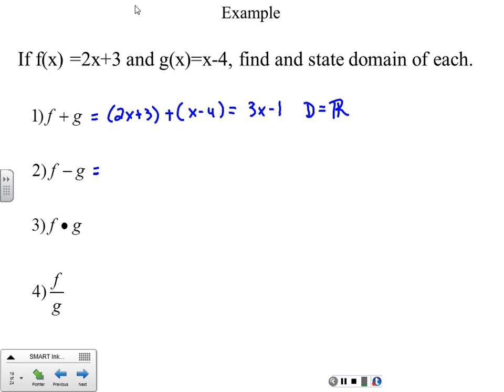Okay, let's do f minus g. So we're going to have 2x plus 3 minus x minus 4. Well, 2x minus 1x is going to give me x. And 3 minus a negative, so that's going to go to plus. 3 plus 4 is going to give me 7. What is the domain?